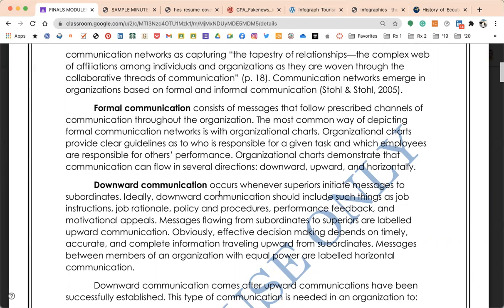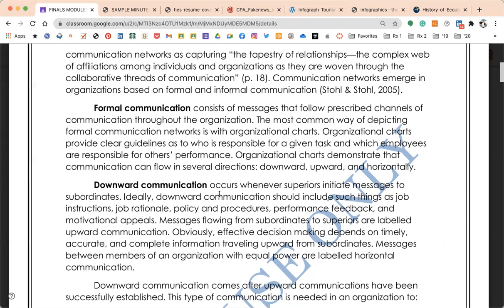Ito yung sinasabi ko. So as a teacher or instructor, if I need to share something in the university, ang direct head ko ay yung program chair, ang tawag natin diyan. So, yung head, ang program chair ng tourism ay si Ma'am Joanna.